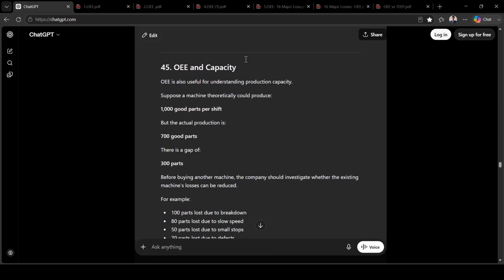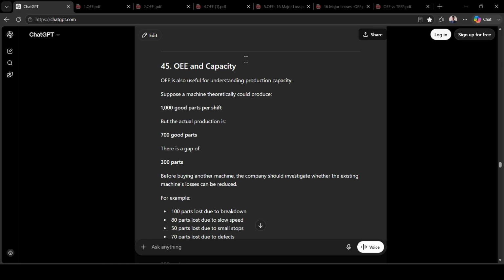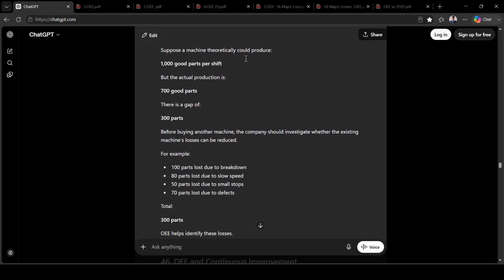Then, OEE and capacity. OEE is also useful for understanding production capacity. Suppose a machine theoretically could produce 1000 good parts per shift, but the actual production is 700 good parts. There is a gap of 300 parts. So before buying another machine, the company should investigate where the existing machine losses can be reduced.